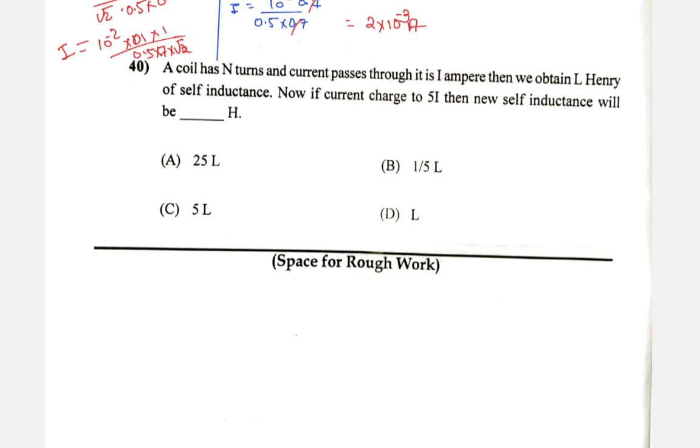Last question. A coil has n turns and the current passing through it is 1 ampere. Then we obtain 1 Henry of self inductance. Now if the current changes to 5I, then the new self inductance will be dash. Okay, a core material is placed inside the coil, 2n and 5. So the value of the new self inductance.